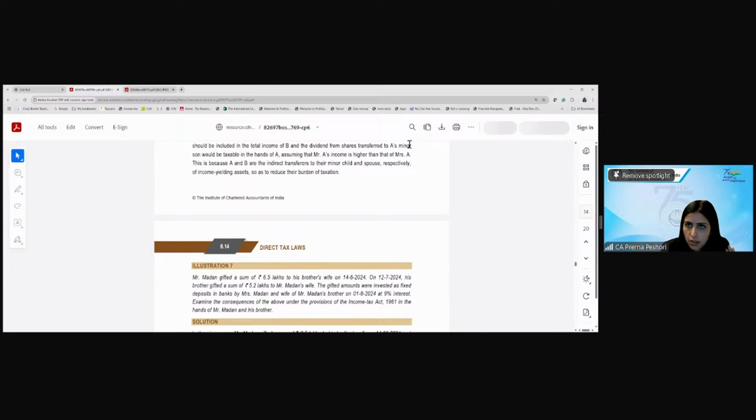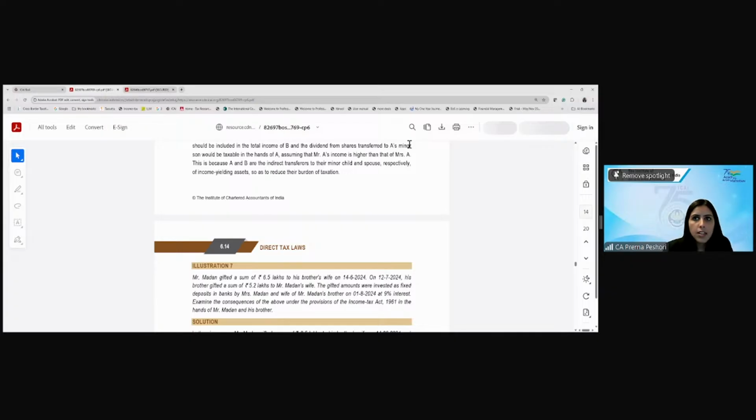Ma'am, I got confused by reading the line: the gifted amounts were invested as fixed deposits by the spouses in whose name it was transferred. So for a minute, I thought it might be a case of accreted income. So I fell into that trap.